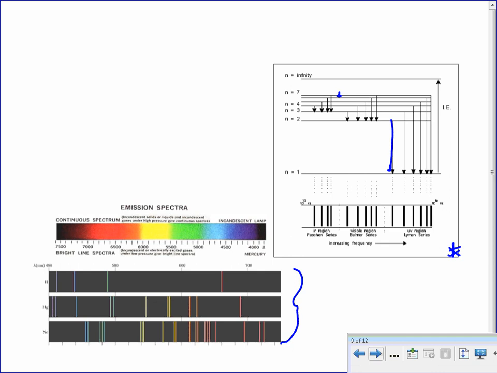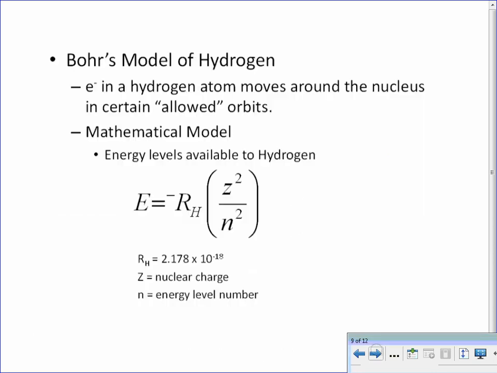So the farther the electron is from its nucleus, the less energy it takes to transfer between energy levels, and therefore less energy is given off. Bohr's model was a mathematical model, and it was a great model. It worked wonderfully for hydrogen, but it did not work for everything else.